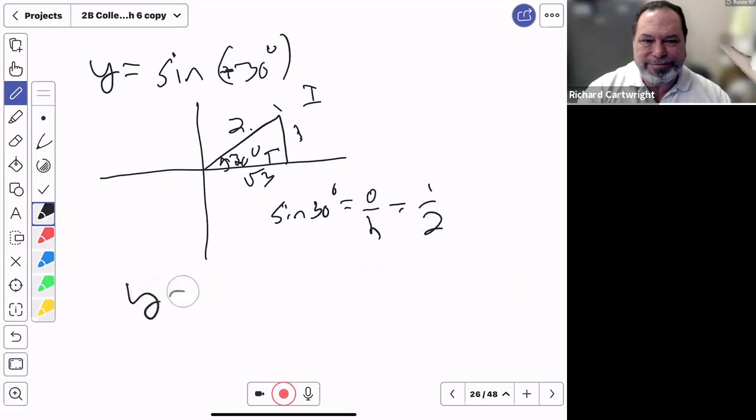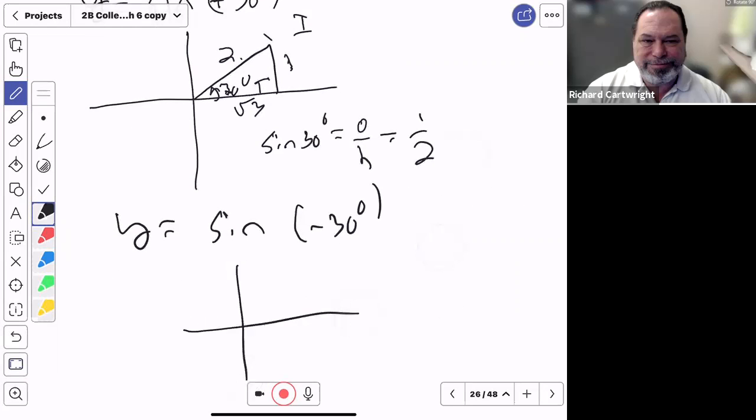If I talk about y equals sine of a negative 30 degrees, then the picture changes slightly. I'm opening down, so the angle's going that way. And that's a negative 30 degrees. But if I drop my perpendicular, it's still a right triangle. Opposite the 30 is still a 1. Hypotenuse is still a 2, and the other leg is square root of 3. But pay attention, this is going down, so it's a negative. This stays positive, didn't change.